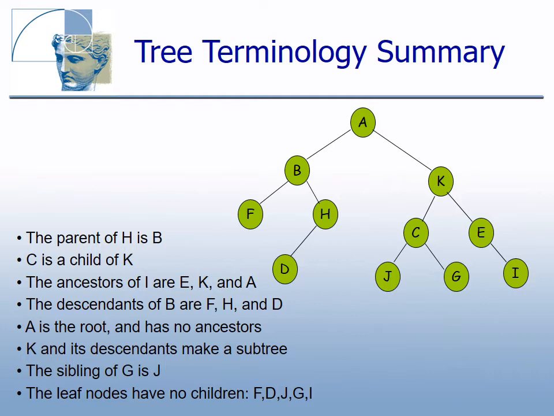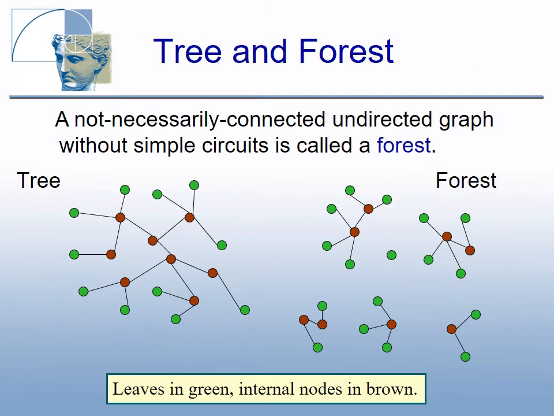K and its descendants make a subtree. The sibling of G is J. The leaf nodes have no children: F, D, J, G, and I. A not necessarily connected undirected graph without simple circuits is called a forest. You can think of it as a set of trees having disjoint sets of nodes.